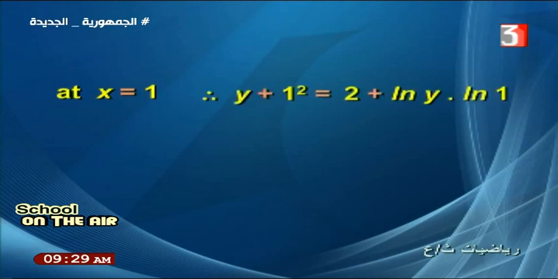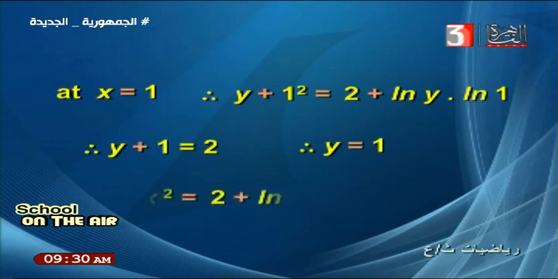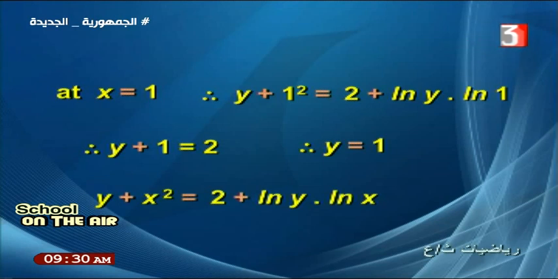Then y plus x power 2, or y plus 1 power 2, equals 2 plus ln y times ln x, which equals ln 1. We know that ln 1 equals 0. Then y plus 1 equals 2, then y equals positive 1. Now the curve of the function y plus x power 2 equals 2 plus ln y times ln x.